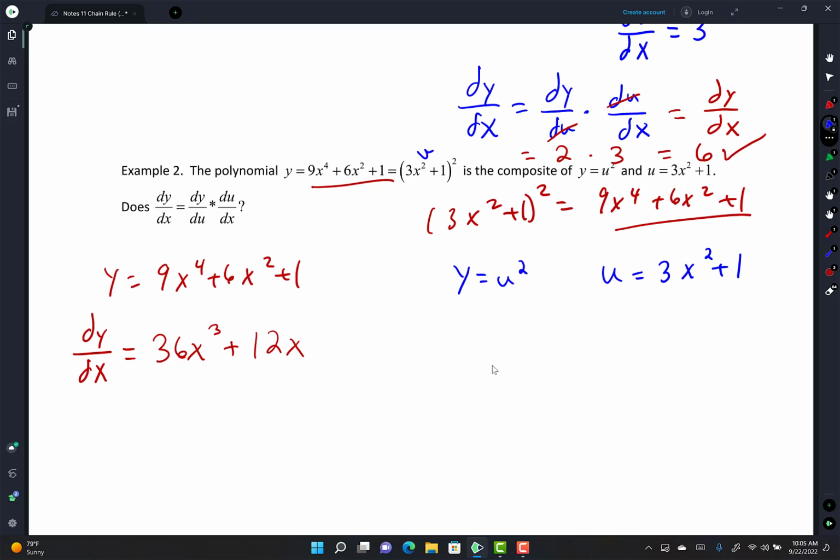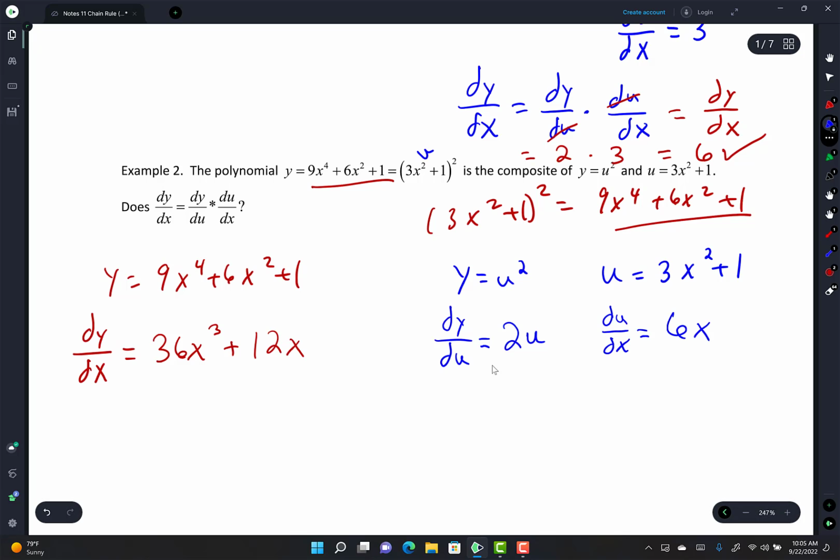All right, let's see. I can take the derivative of u. I can take the derivative of y, but it can't be with respect to x. It has to be with respect to u. Do you guys see that? So the derivative of y with respect to u is just 2u. And the derivative of u over here, so I'm going to write du dx is equal to what? 6x.